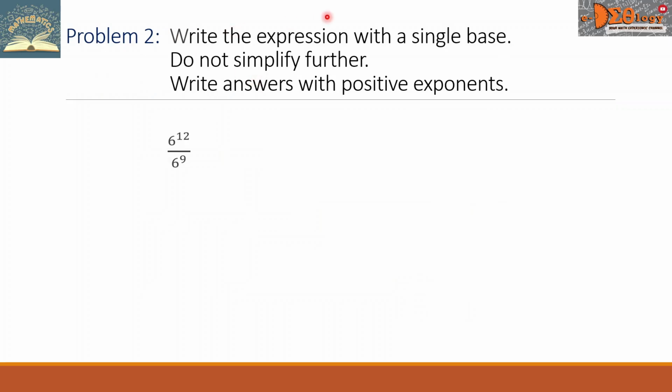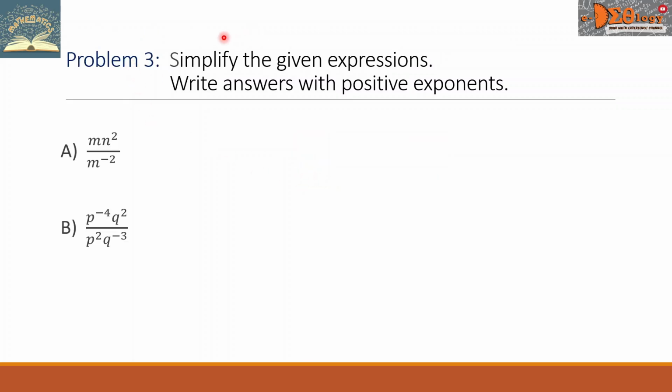Problem 2. Write the expression with a single base. Do not simplify further. Write answers with positive exponents. We have this expression, 6 raised to 12 all over 6 raised to 9. We're going to divide exponents with the same base. So that is, we subtract the exponents. The power in the numerator comes first. So we have 6 raised to 12 minus 9. And the difference in the power is 3. So we have 6 cubed. This is the answer.